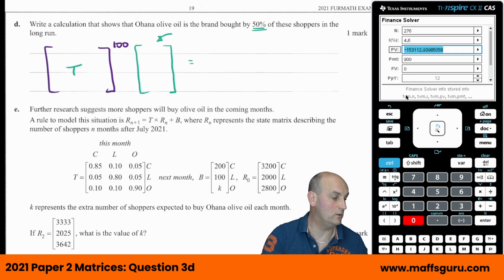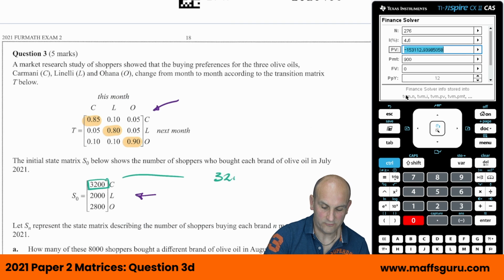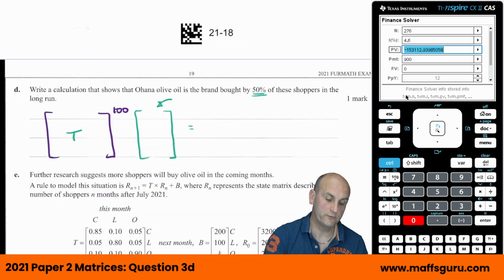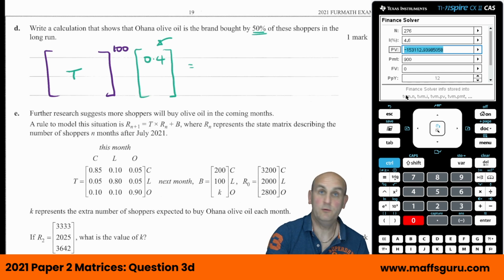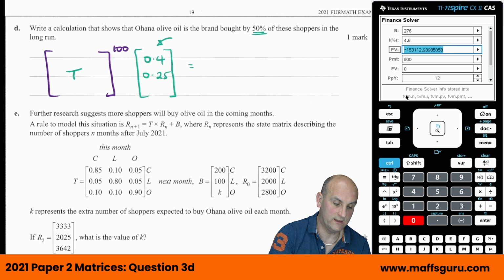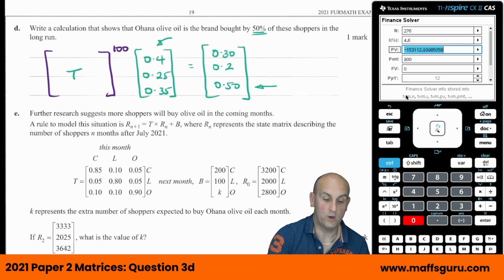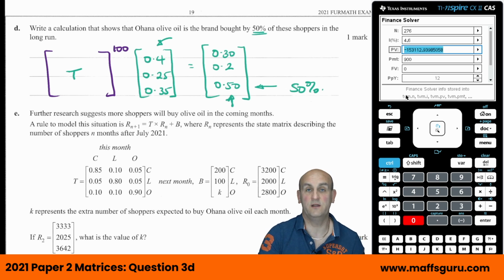And because it said the percentages show that 50% of the shoppers, I decided to change this one here into percentages. How did I do that? Well, if we go back to the very beginning of the question, 3,200 people out of 8,000 people bought Carmani olive oil. When I put that into my calculator, that gave me a proportion of 0.4. I could have written that as 40%. When I repeated that with all the rest of the numbers, that gave me 0.25 and 0.35. Multiplying that in my calculator gave me 0.3, 0.2 and 0.50. Because the last one here is Ohana, that would give me the 50% that I was looking for. So 50% of the people I started with will have gone to Ohana in the long term.